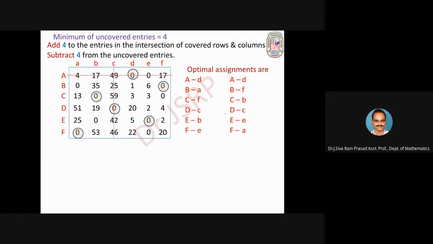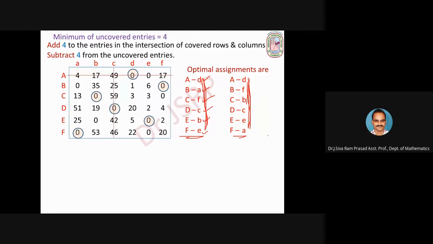So you have to keep in mind, repetitions should not be allowed. Since it is a one-to-one correspondence, one job is assigned to only one person. So observe A, B, C, D, E, F: there is no repetition. Here also there is no repetition. So these two are possible assignments. There should be no repetition in the assignment. Okay, so these two are optimal assignments.